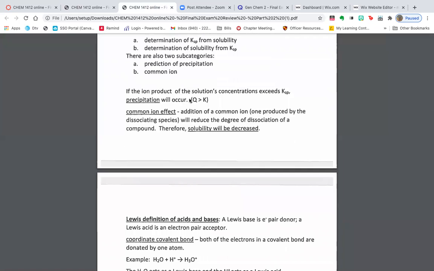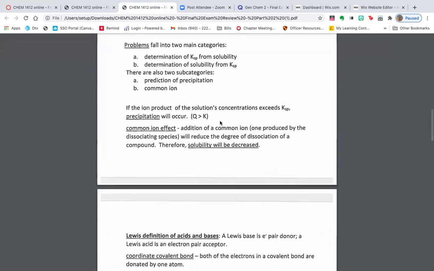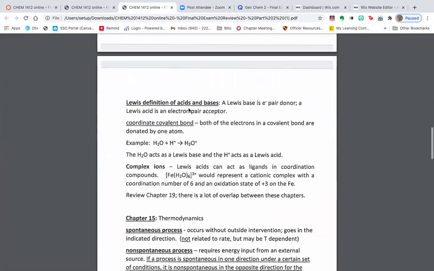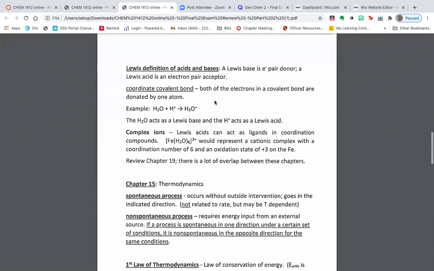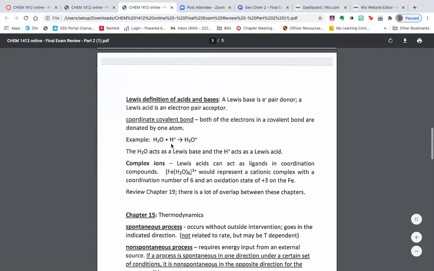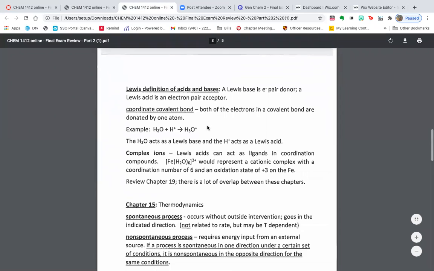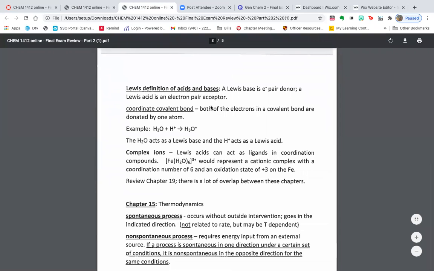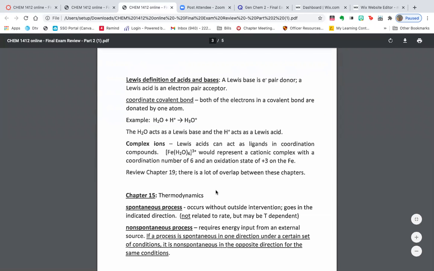And then if Q is greater than K, precipitation occurs. Those are values you'll calculate or be given. Lewis definition, this is another thing I would recommend going over very well, acids and bases. That's kind of the baseline for most of the chemistry equations she'll ask, besides the ones we've already covered. This is a good chunk of the exam, acids and bases.